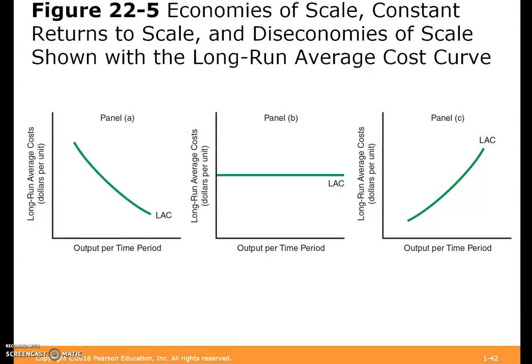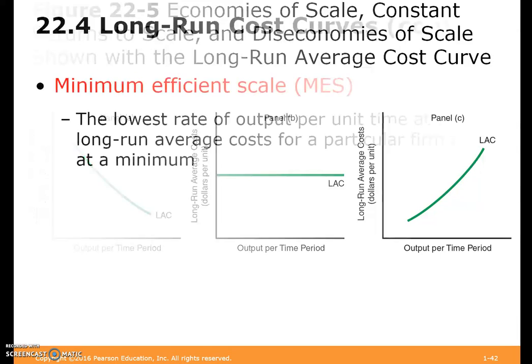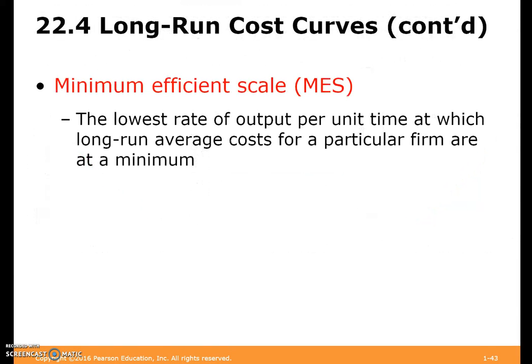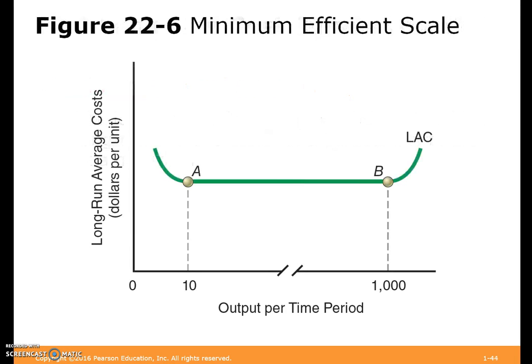And you can have the same argument for costs. So what is the minimum efficient scale? It's the lowest rate of output per unit of time at which long-run average costs for a particular firm are at a minimum. And it's this point at which you move from economies of scale to constant returns. It's just this point A here.